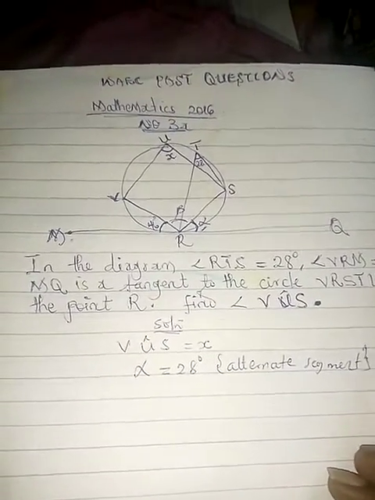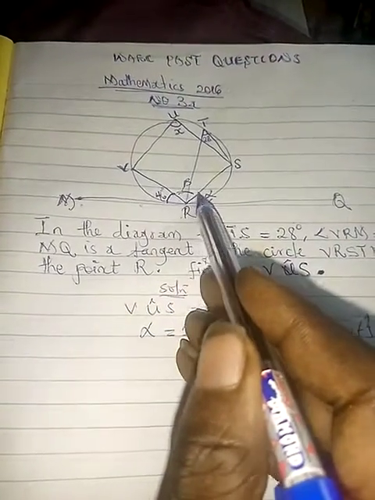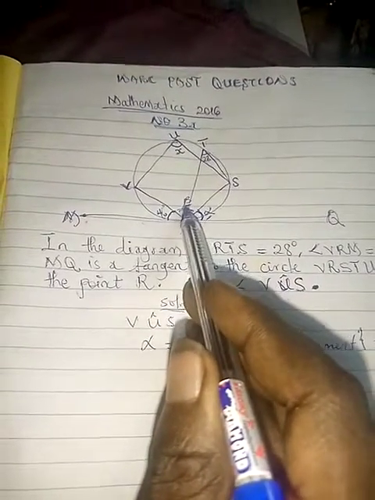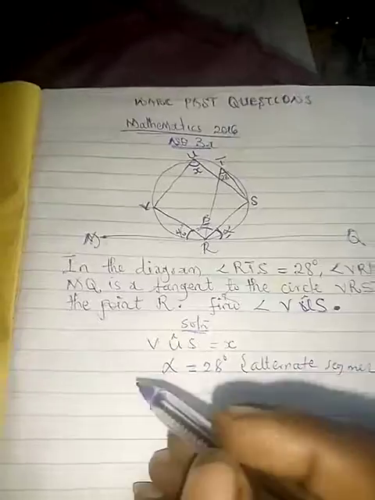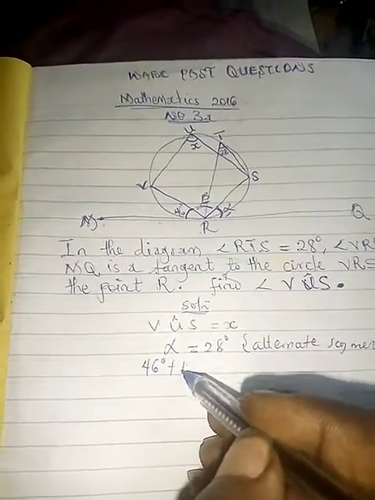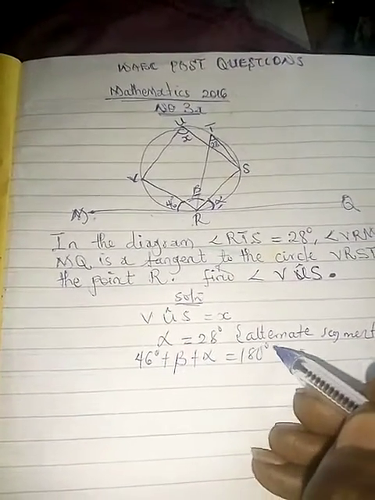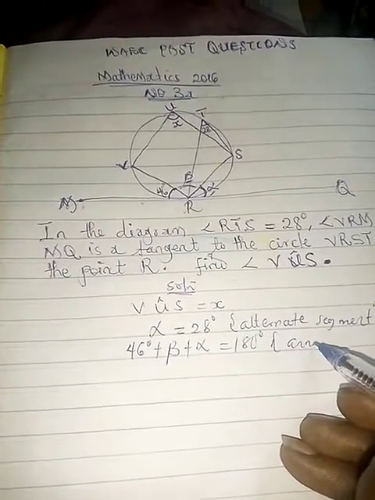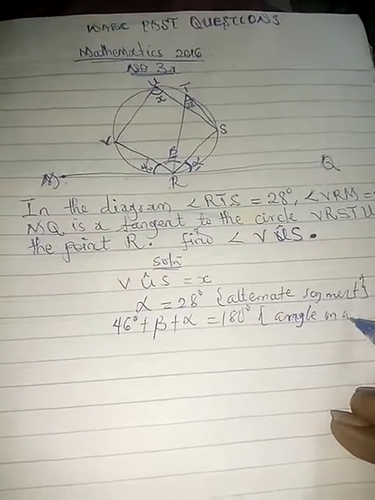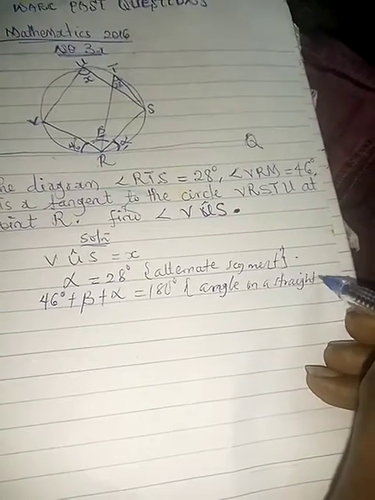Okay, after knowing that, what next? Now this angle here is located on a straight line. That means we can look for the angle beta on this straight line. So that will give us 46 degrees plus beta plus alpha equals 180 degrees. That is angle on a straight line.